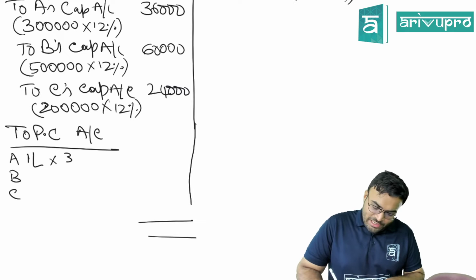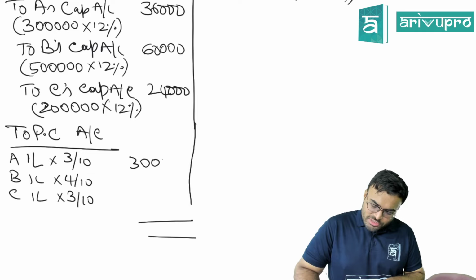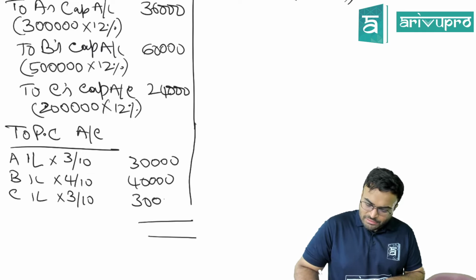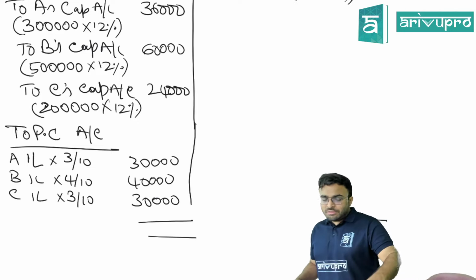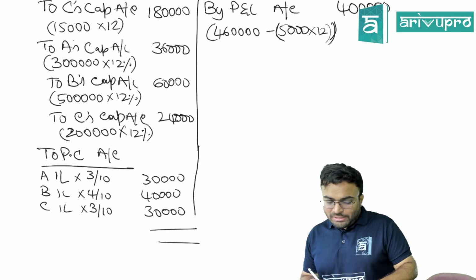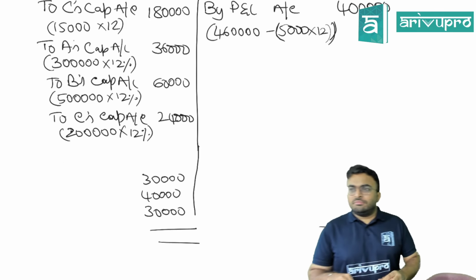3:4:3. So this will be 1 lakh into 3 by 10, 1 lakh into 4 by 10, and 1 lakh into 3 by 10. So this becomes 30,000, 40,000, and 30,000. I hope it's clear. No doubt about this. What else have they asked? Partners capital account also they have asked. We have to do that.